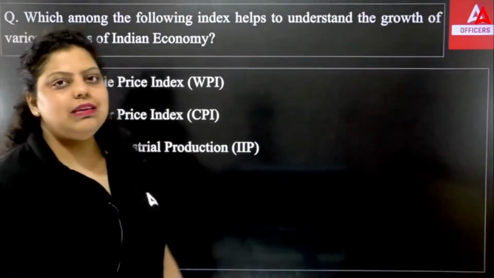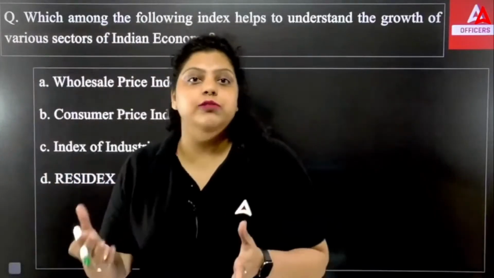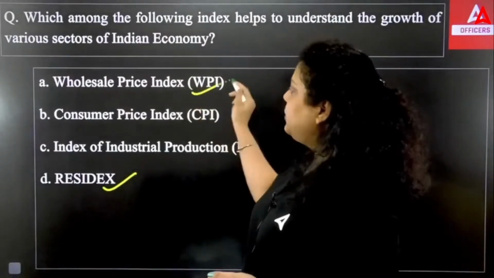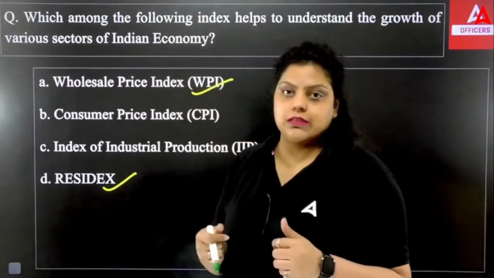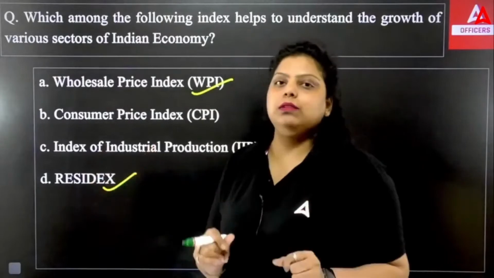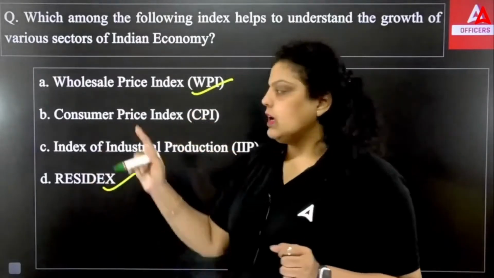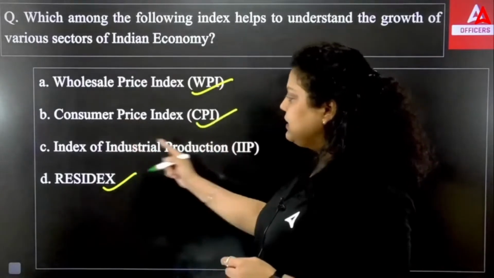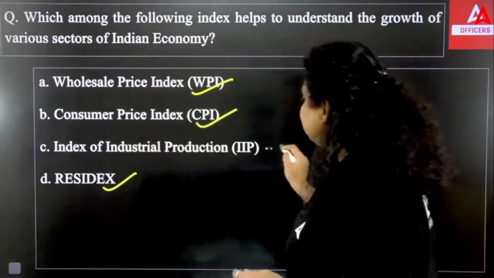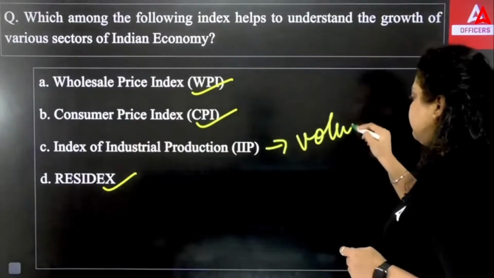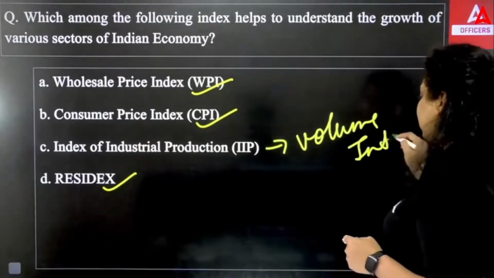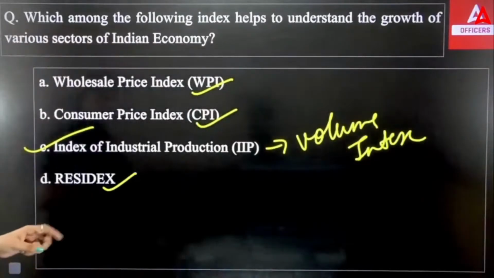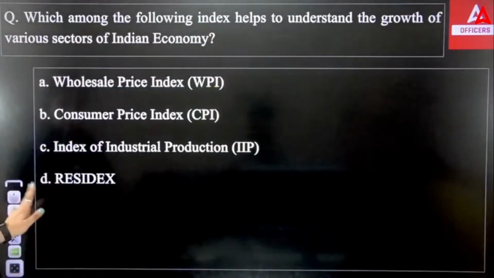If I talk about the Residex index, it talks about inflation in the housing sector. So housing sector inflation is under the Residex index. WPI talks about the wholesale business. It means if the prices in the wholesale market are rising, that's WPI. Consumer price index talks about retail market inflation. So the remaining one is index of industrial production, and it's a volume index. This volume index is the right answer. So right answer will be your C option. Clear?